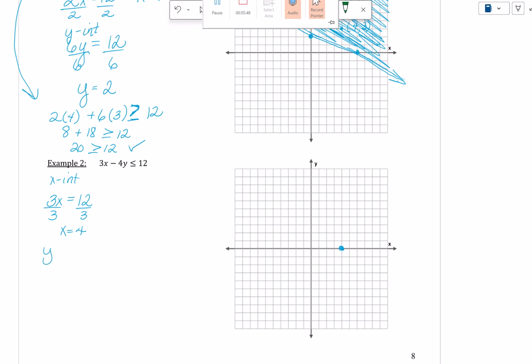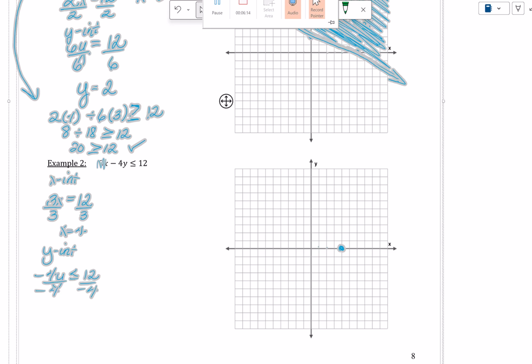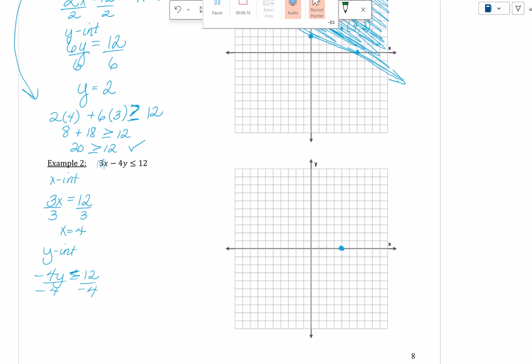And then the y-intercept is where it crosses the y-axis. And so I get rid of this 3x term here. And I would do negative 4y is less than or equal to 12, and then divide by negative 4. Well, I should say not less than or equal to, but equal to. So y is equal to negative 3.